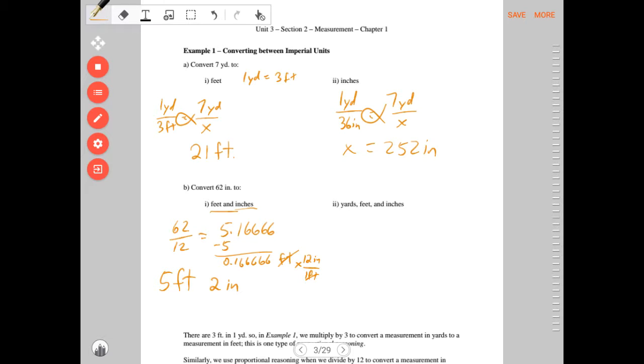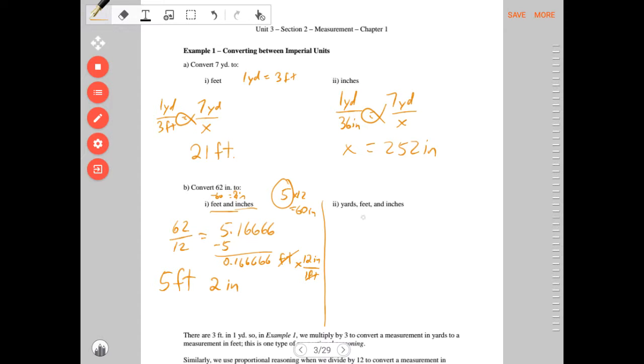Does that make sense? I'm hoping so. That is a nice way of using your calculator for this. The other way of doing this is that there are 12 inches in a foot, so in 5 feet there are 60 inches. Then 62 minus 60 is 2 inches left over. So you have 5 feet, 2 inches. That certainly works as well.